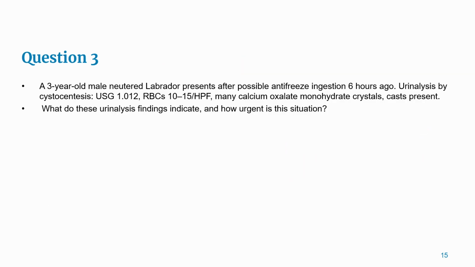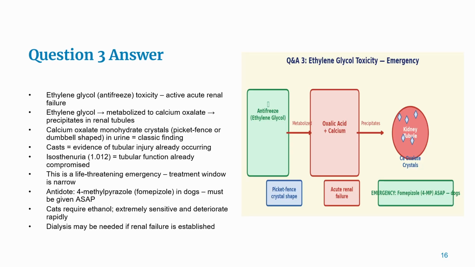Question 3. Possible antifreeze ingestion 6 hours ago. The urine has blood, calcium oxalate crystals, and casts. What is the urinalysis telling you, and how urgent is this? This is a genuine emergency, and every minute matters. Ethylene glycol, the active ingredient in most antifreeze, is metabolized in the body to oxalic acid, which combines with calcium and precipitates as calcium oxalate crystals directly inside the kidney tubules. Those crystals physically obstruct and destroy tubules, causing acute renal failure.